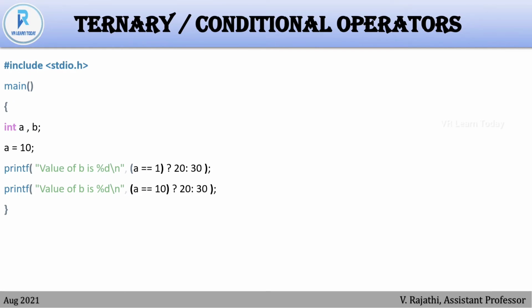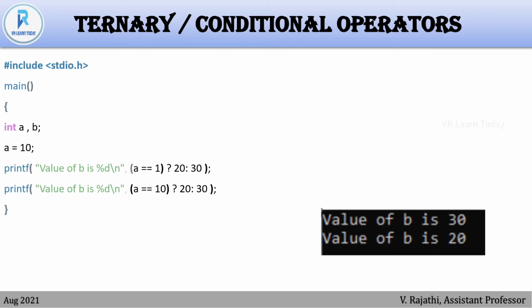And this is an example of a ternary and conditional operator. As usual, the header file and the main function, and after main we declare a variable. The third line is the assignment: A equal to 10, and value of B is percentage d, A equal to 1 question mark 20 colon 30. If the condition is true, 20 will be the output, or else 30. In the second line, same A equal to 10. If the condition is true, 20 will be executed, false means 30 will be executed.